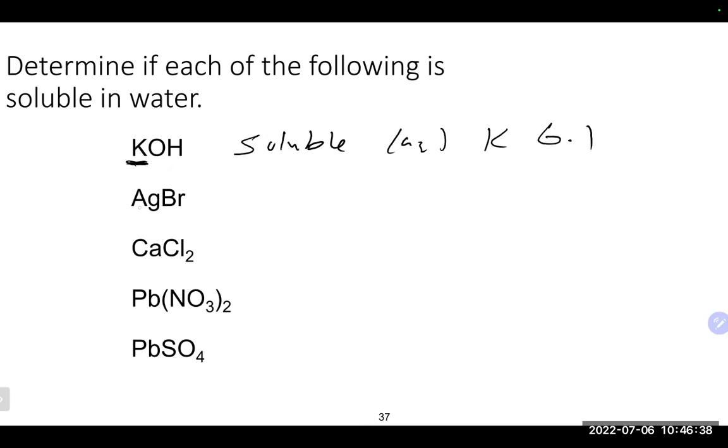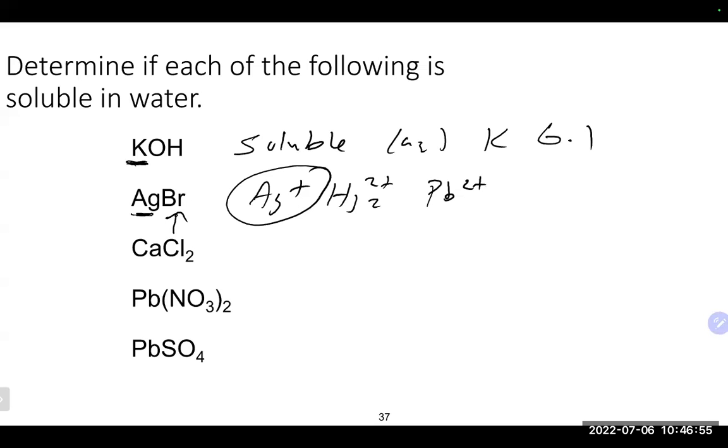Here we look at silver, which we may not find on the big category, but we can find bromides. And bromides are soluble in everything except for silver, mercury, and lead. And in this case, obviously, silver is there. So instead of being soluble, this would actually be insoluble because of that. And you would give it a solid notation. Any question on those two?